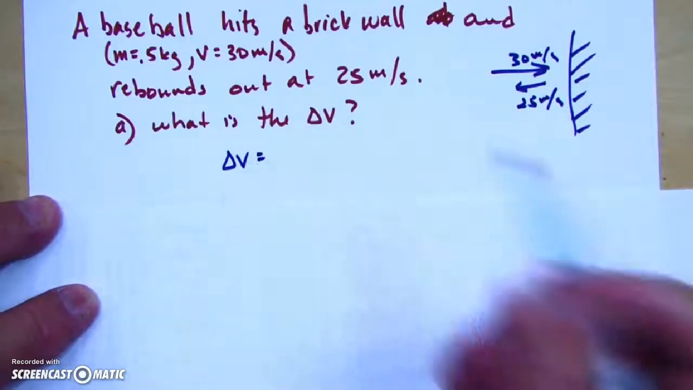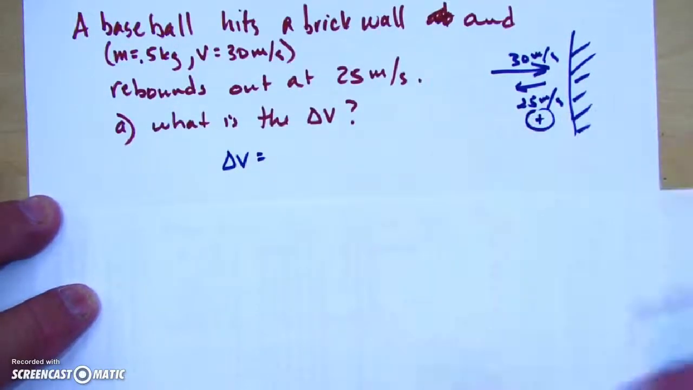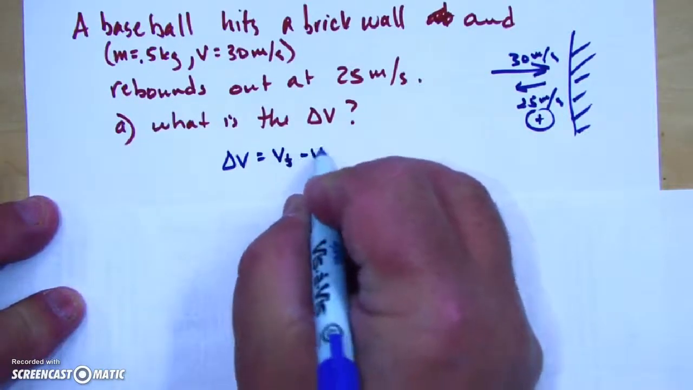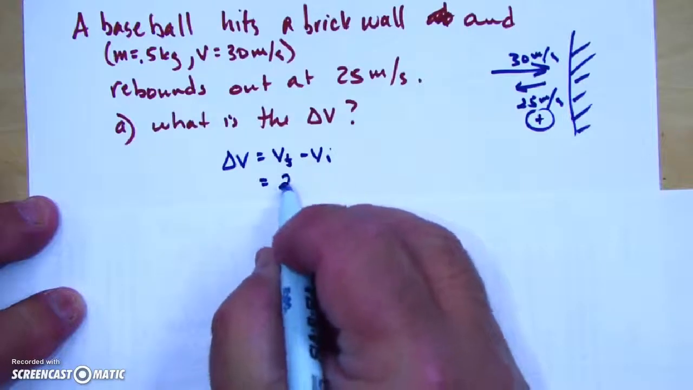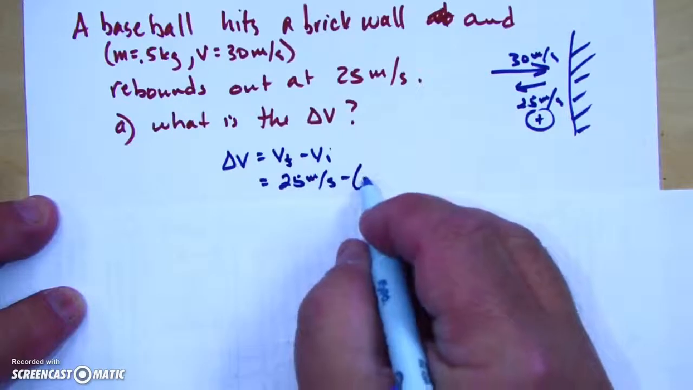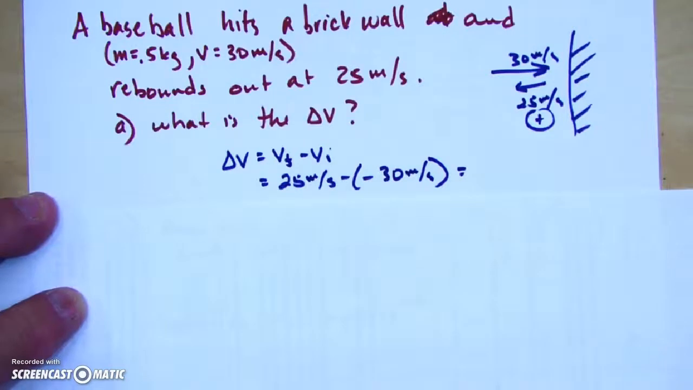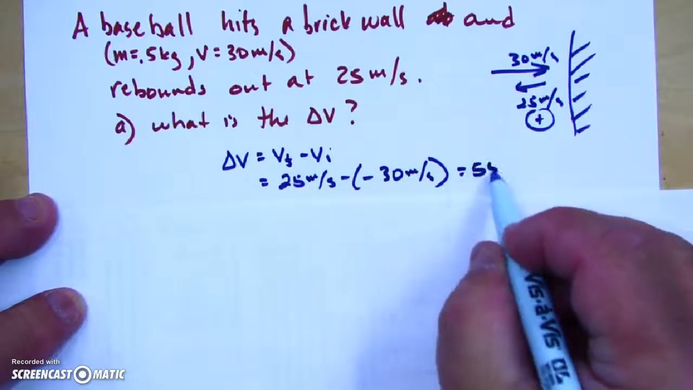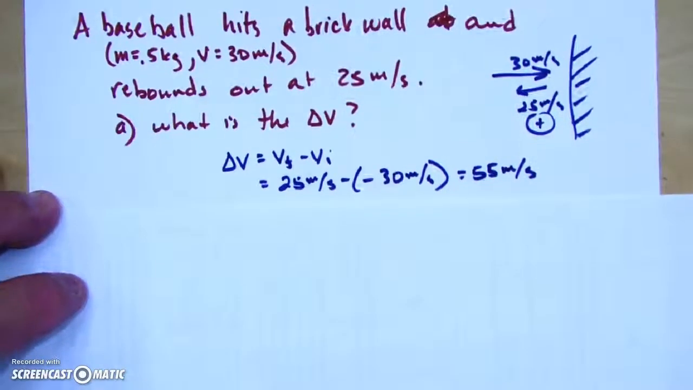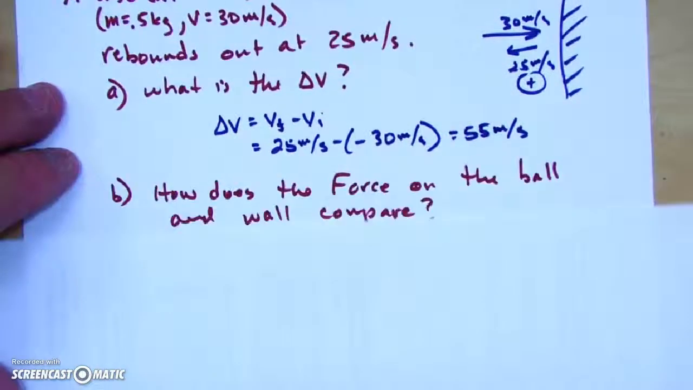Delta V is actually going to be V final. Let's say that V final in this case is positive. So V final minus V initial. V final is 25 meters per second minus, well, the 30 meters per second is in the opposite direction. So my change in speed is actually 55 meters per second. So it's really just the sum of the two. If you get a bouncing problem, you can just simply add it up.